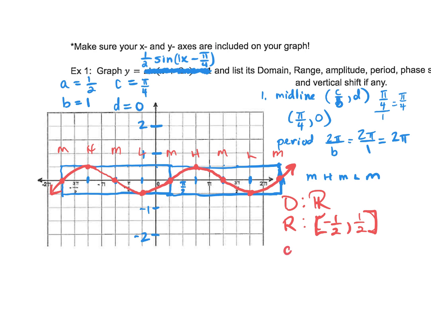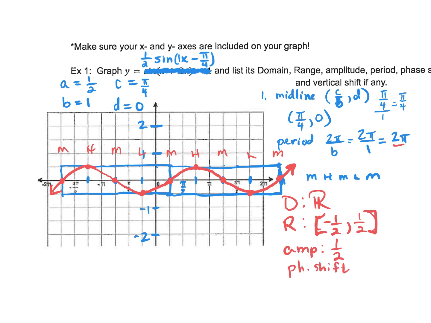What was the amplitude? Amplitude is A, right? So look back at your chart. So the amplitude is 1/2. The period we already found, didn't we? So we got that one. Phase shift.